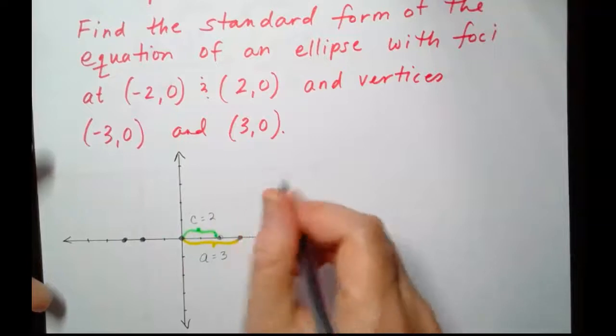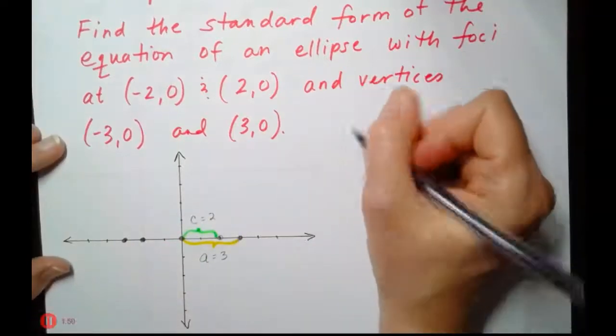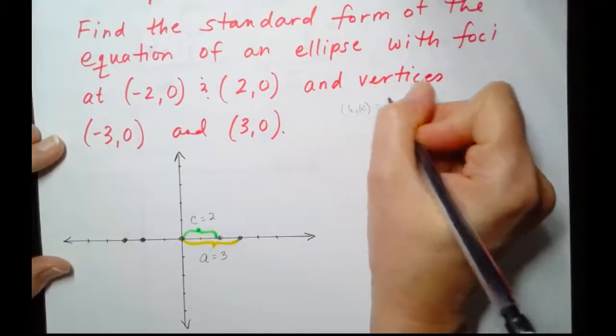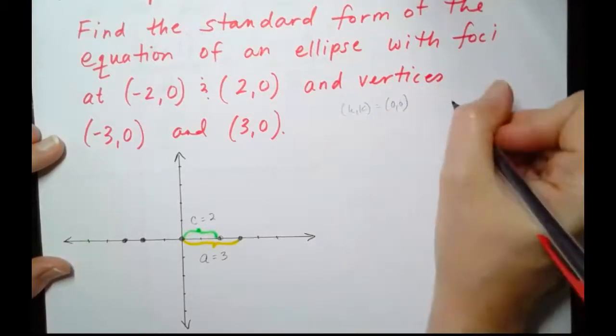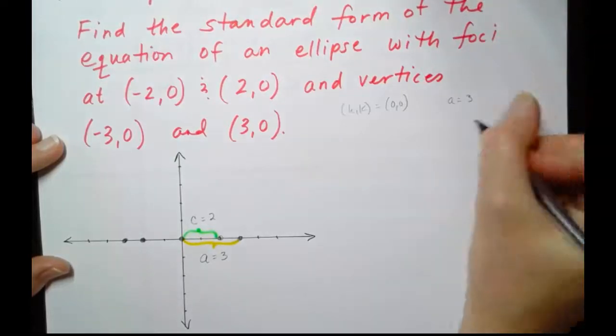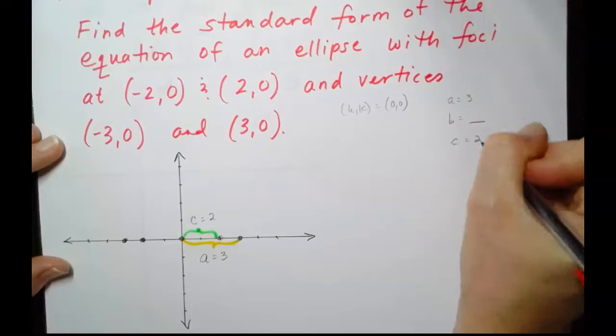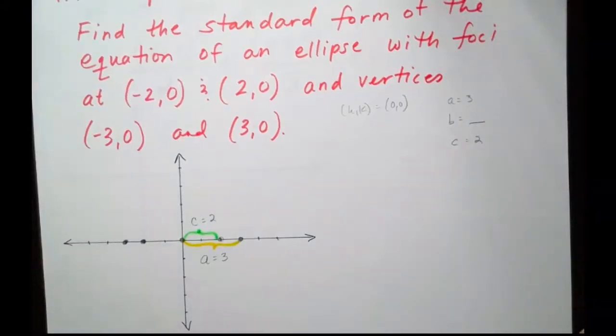So based on the information that I can see here, I'm going to go ahead and start writing out things that I know must be true. So (h, k) is (0, 0). A is equal to 3. B we're going to find in a moment. C is equal to 2. So this is everything I know so far.